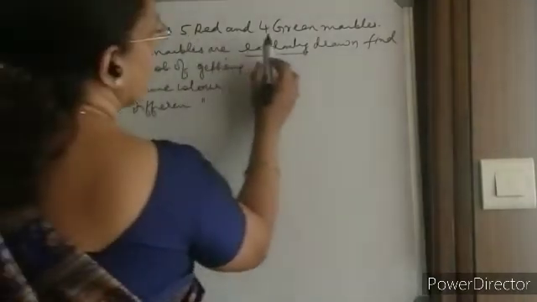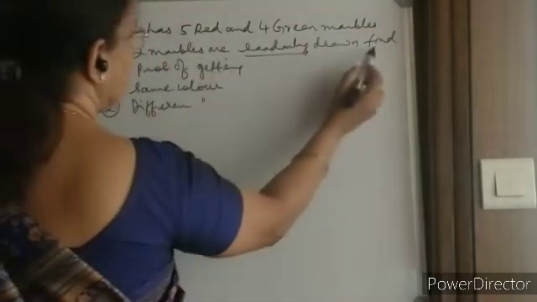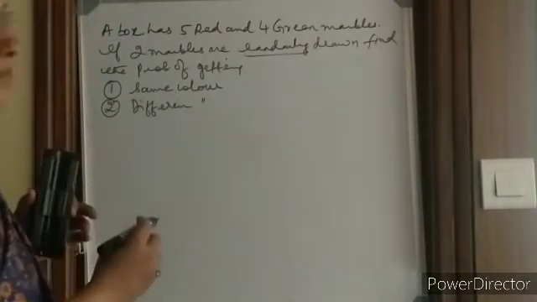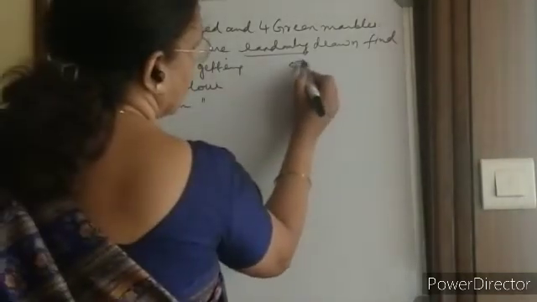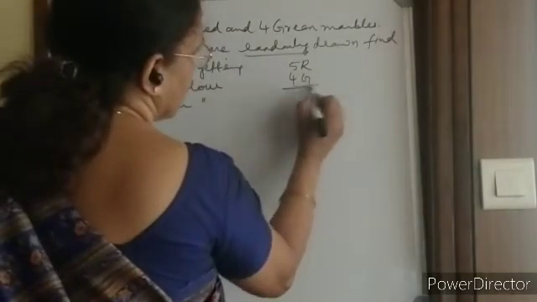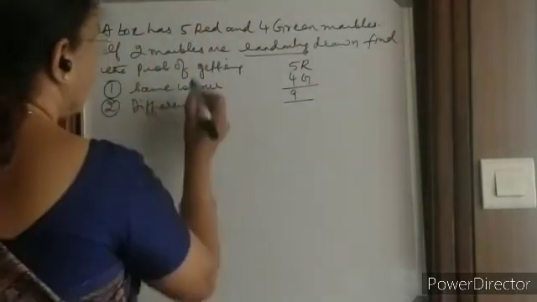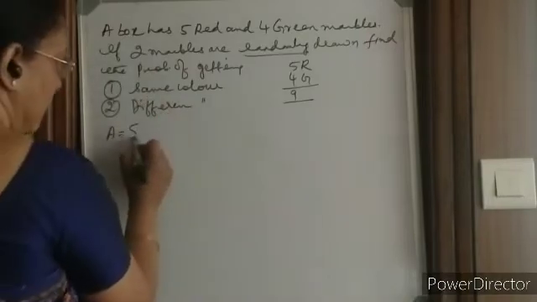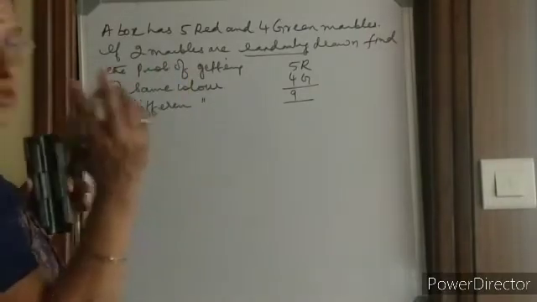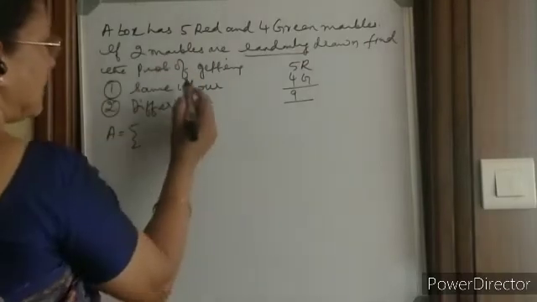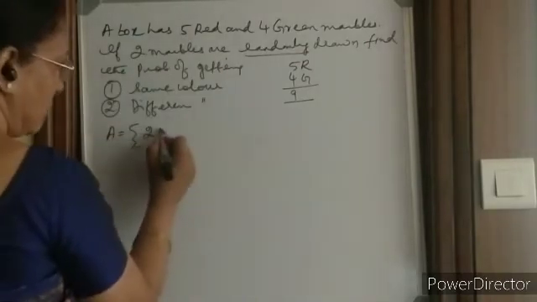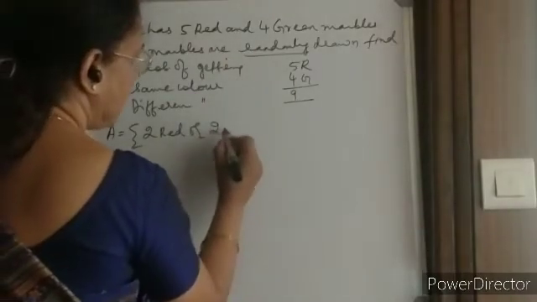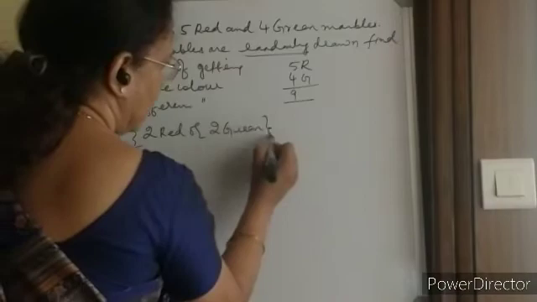So I will read it out. A box has 5 red and 4 green marbles. If 2 marbles are randomly drawn, find the probability of getting same colored marbles, different colored marbles. So there are how many? 5 red, 4 green. So altogether there are 9. Okay. Now coming to event A. So they should be of same color. So how many marbles are drawn? 2 are drawn. So both the marbles should be red in color, or both of them should be green in color. I hope all of you agree.